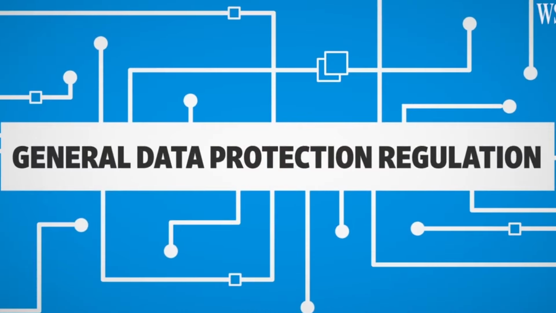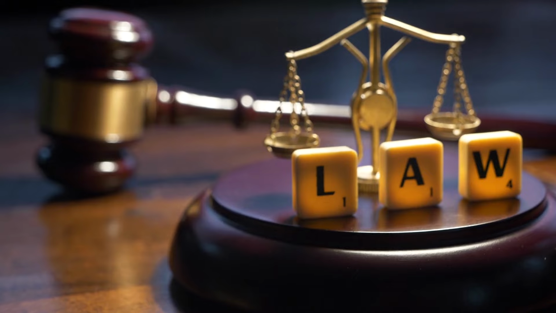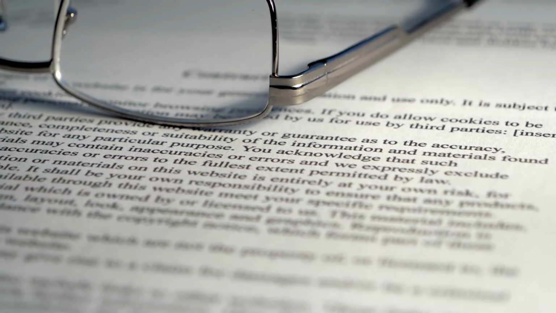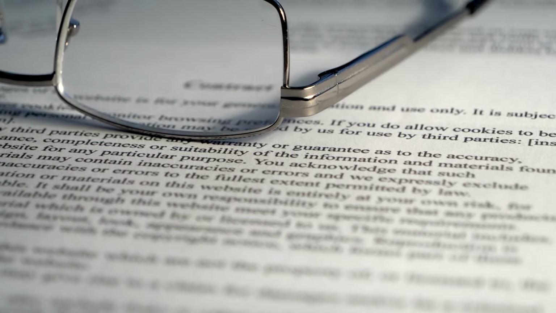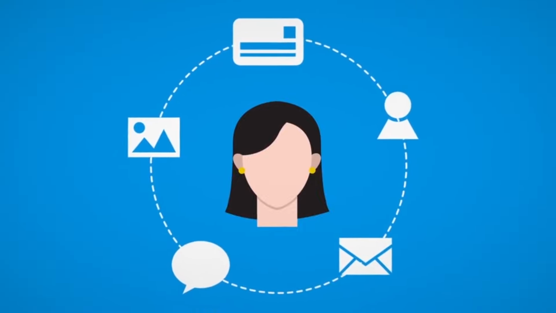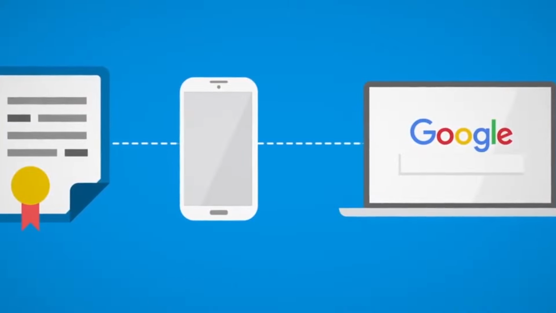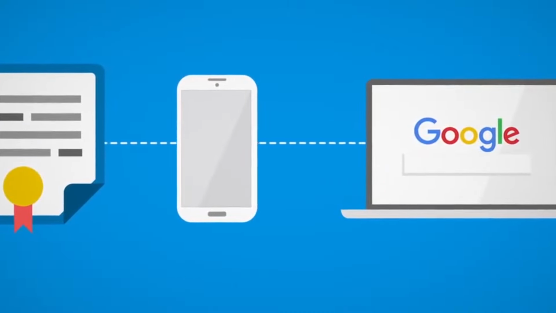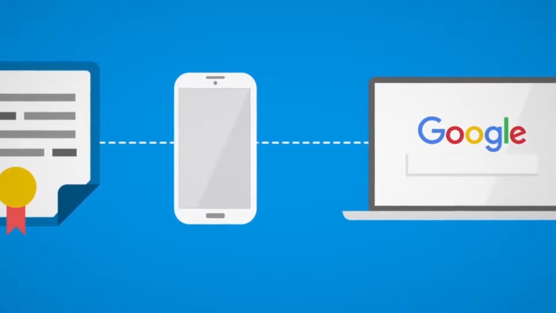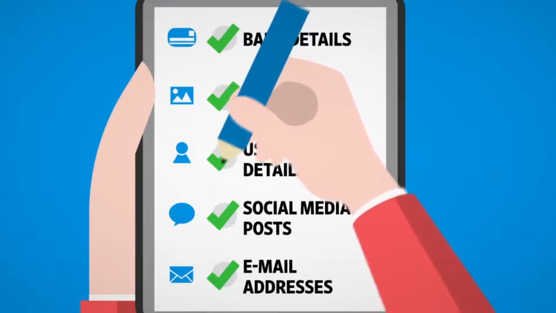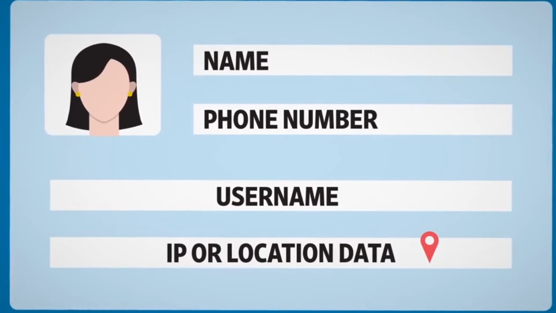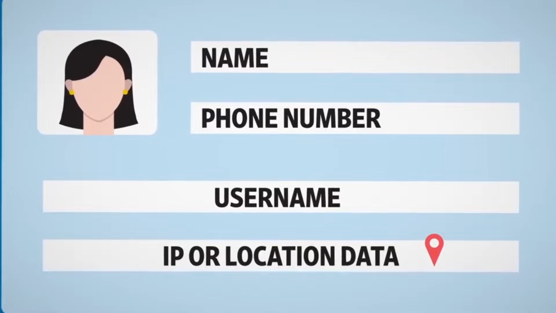GDPR, the General Data Protection Regulation, is a sweeping data privacy law that took effect in the European Union, EU, in 2018. It establishes strict requirements for handling and protecting the personal data of EU citizens. The GDPR applies to organizations of any size that collect, process, store, or transmit the personal data of EU data subjects, regardless of where the organization itself is based. Personal data includes names, identification numbers, location data, online identifiers, and any information related to an identifiable person.